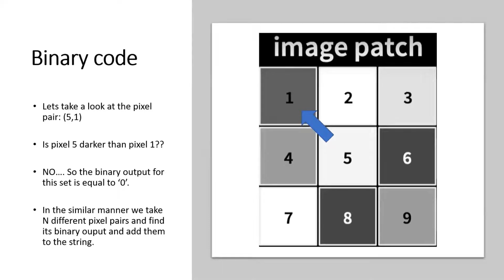In a similar manner, we take n different pixel pairs, find their binary outputs, and add them to the string, which is the binary code.